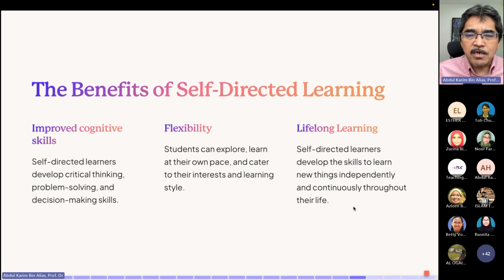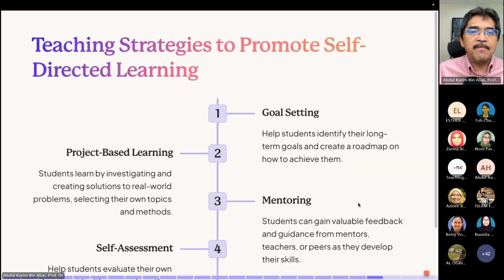So there's a lot of benefits for self-directed learning. Improved cognitive skill: self-directed learners develop critical thinking, problem solving, and decision-making skill. Flexibility: students can explore, learn at their own pace and cater to their own interests and learning style, and they will become lifelong learners. Self-directed learners develop the skill to learn new things independently and continuously throughout their life.